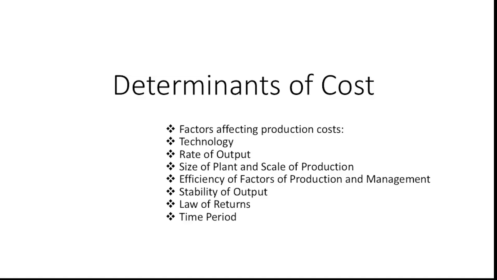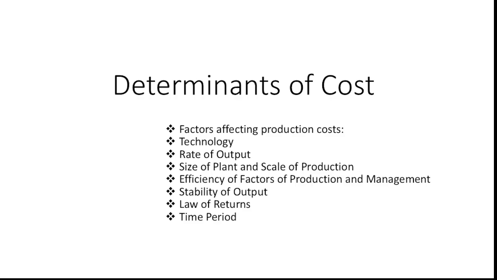Now, the efficiency of factors of production and management. Higher productivity and efficiency of factors of production lead to lower production cost. Now, the stability of output. Stability in production leads to optimal utilization of the existing capacity. It also brings savings of various kinds of hidden costs of interruption, which leads to higher output.